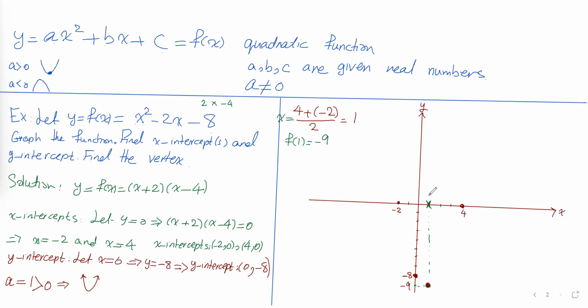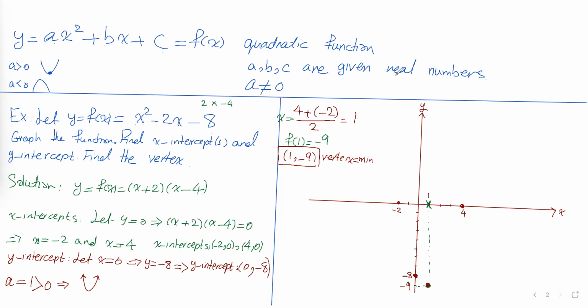How did I get it? So I just find the midpoint of these 2 points, and then I found f of 1. So I have 1 and -9. This point is called vertex. And in our example it is the minimum point. You will see why. Now I'm ready to draw the graph.